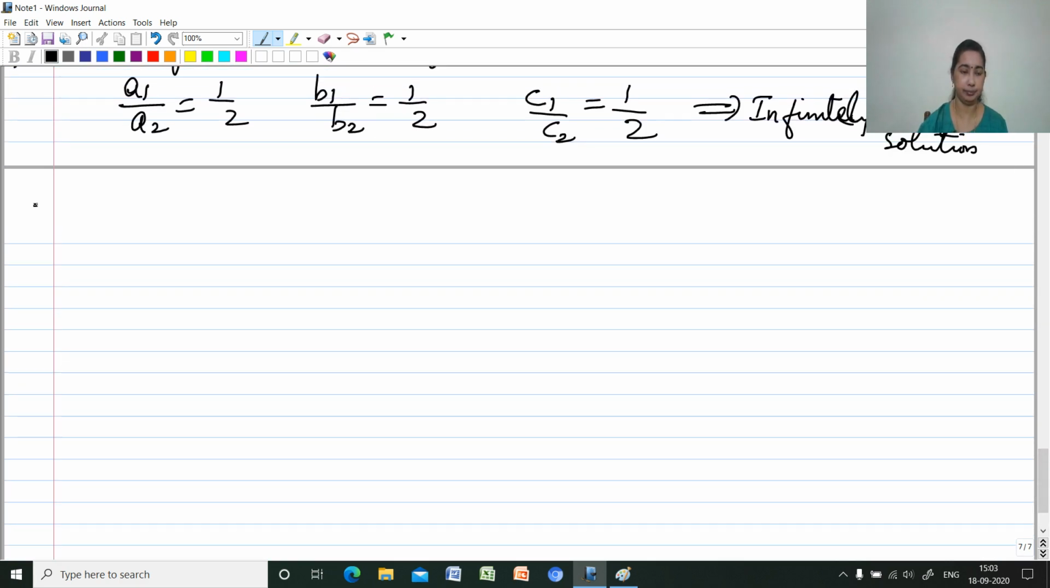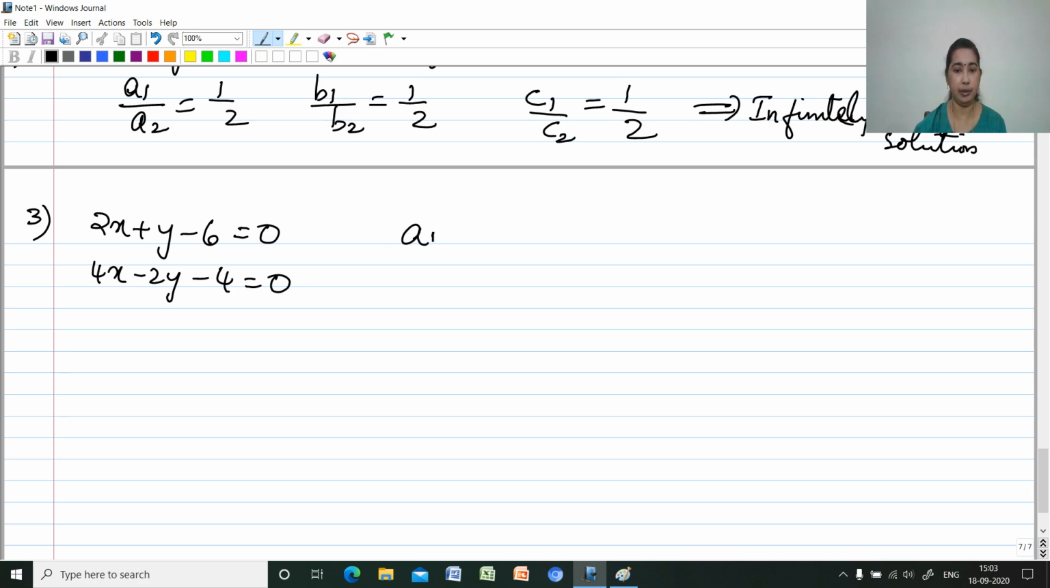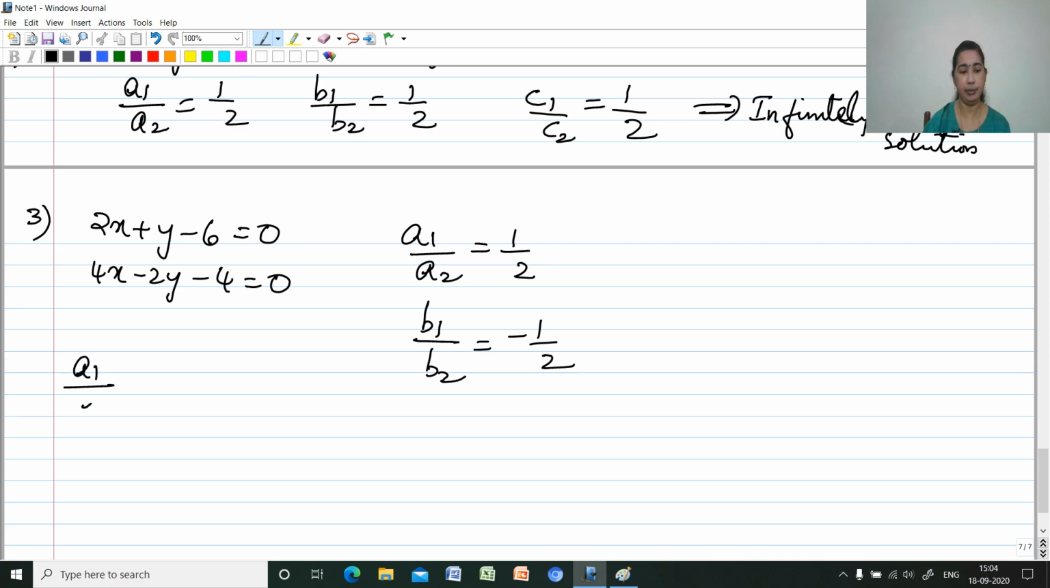Then next one. Next one means you have to draw the graph, where there is a solution we'll find out. That is the third one: 2x plus y minus 6 equal to 0 and 4x minus 2y minus 4 equal to 0. Comparing, a1 by a2 is 1 by 2, b1 by b2 is minus 1 by 2. So there itself we are getting a1 by a2 is not equal to b1 by b2. So they are intersecting lines.